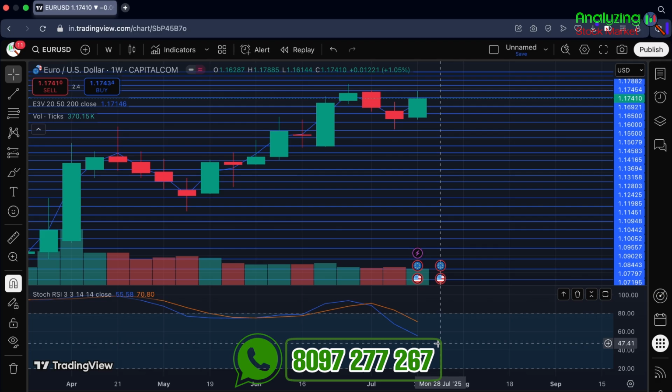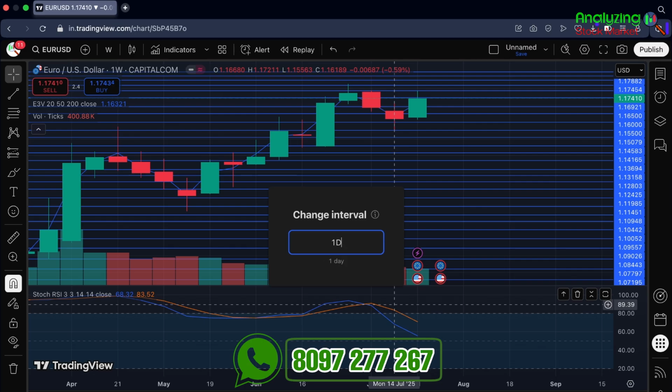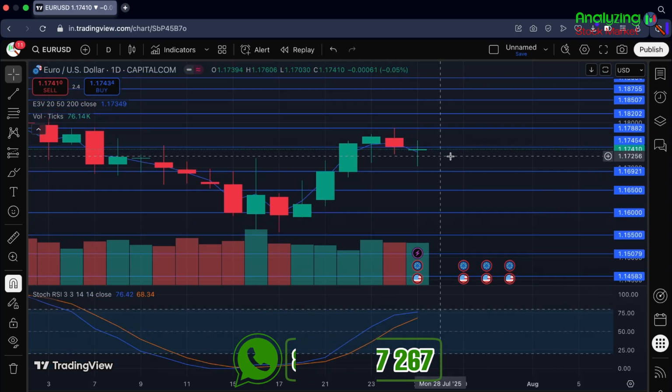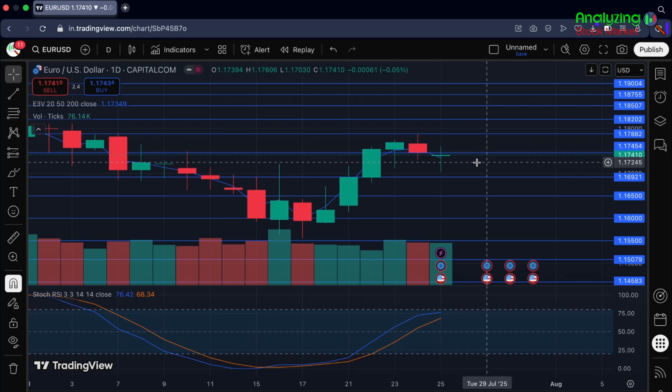So now let's mark some important support and resistance zones on the one-day chart. As you can see, some data has already been marked. I'll just check whether I need to make any changes or not.